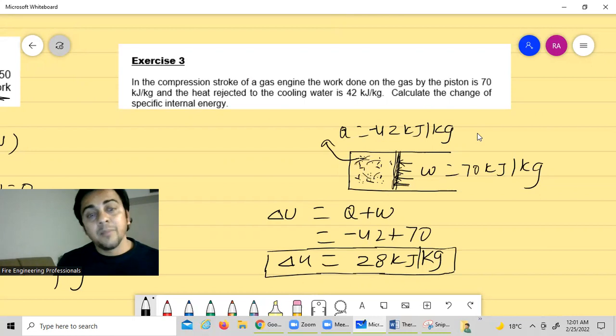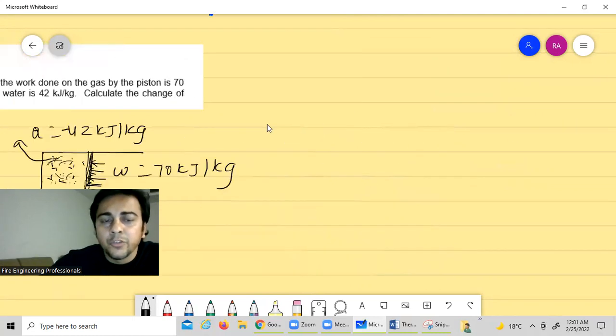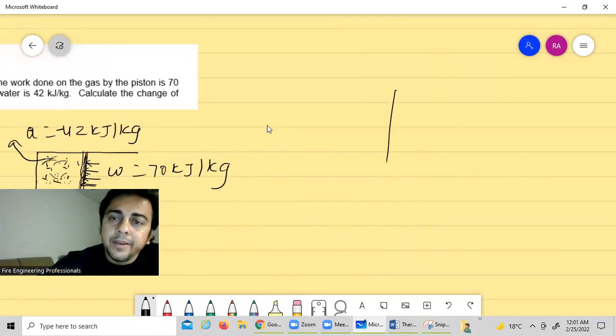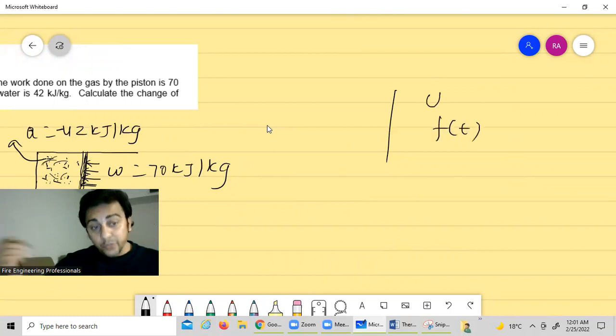But in this question, they have not said anything, they just ask what is that delta U. Okay, that's for exercise 3. But one more thing I want to add, not related to the question: the internal energy U is a function of the temperature. So as the temperature goes higher, right, the internal energy goes higher. So this is a function of temperature.